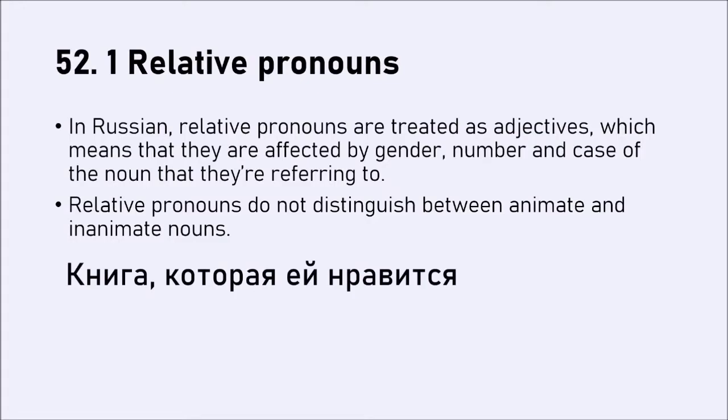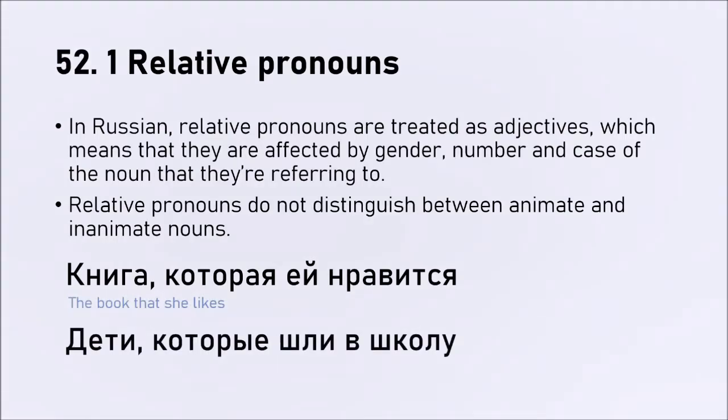So just a few example sentences. Книга, которая ей нравится. The book that she likes. Которая, feminine because книга, the noun that is being referred to, is feminine. Дети, которые шли в школу. The children that were going to school. Children, plural, дети, therefore the relative pronoun, которые, will also be plural. And we'll stop there for now. We might look at cases in the future, but these are the basics.